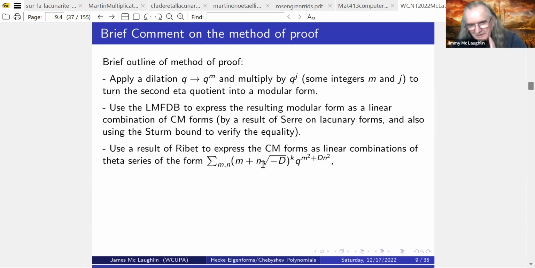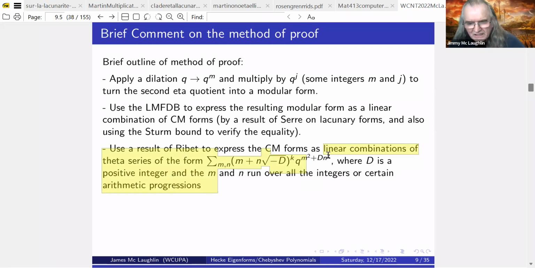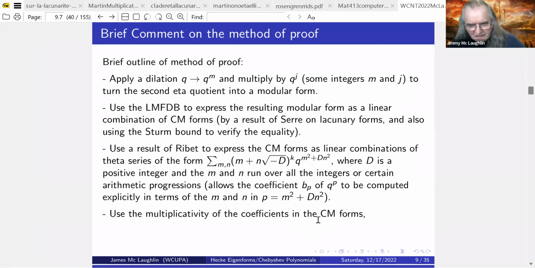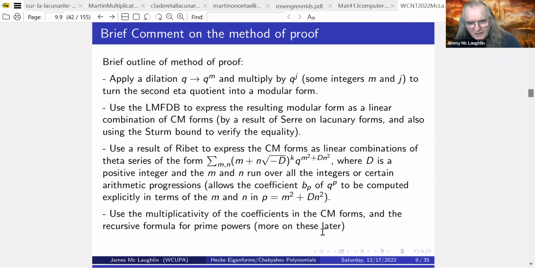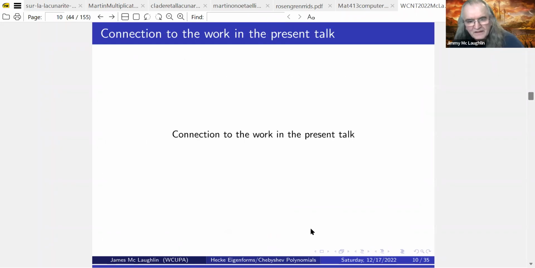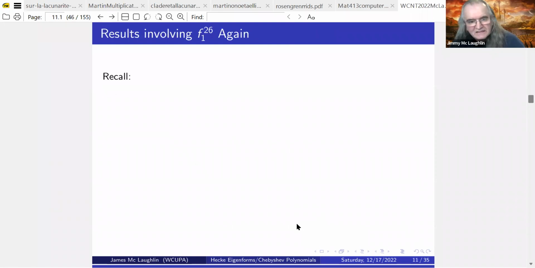And then using a result of Rubin, we were able to express these CM forms as linear combinations of theta series. And because these quadratic forms only have finitely many representations for primes, we were able to get precise explicit forms for the coefficients at p. And then we use the multiplicity of the coefficients in the CM forms and the recursive formula for prime powers, more on that later, to get information generally about the b sub n, and in particular when they're 0.